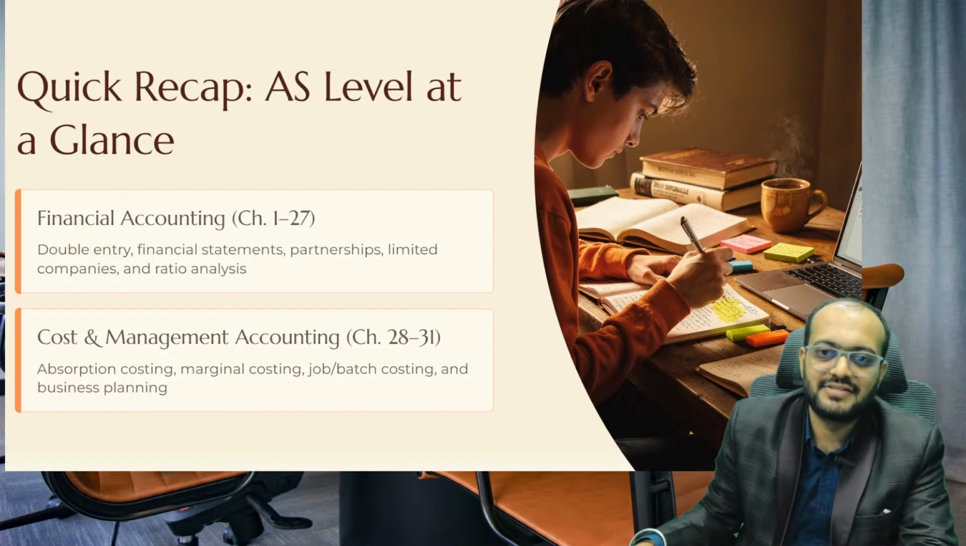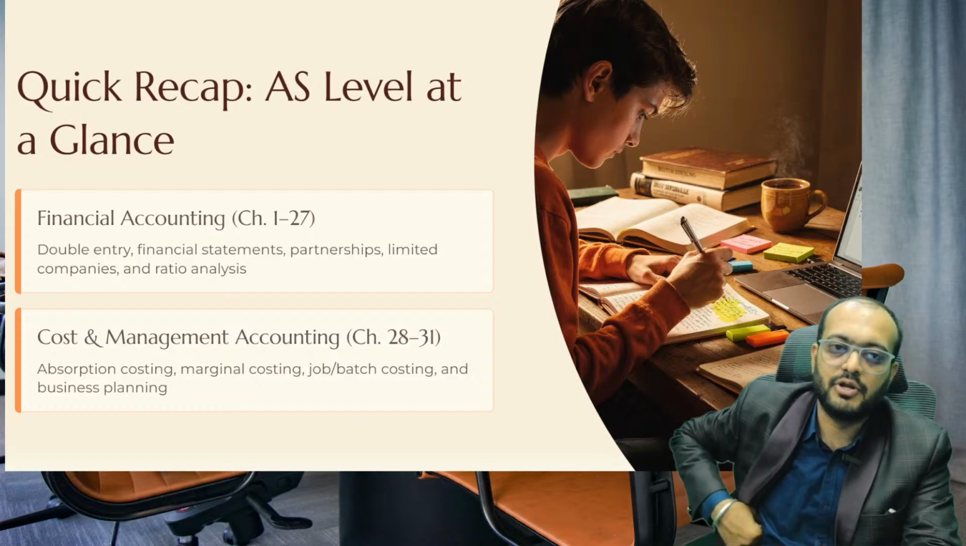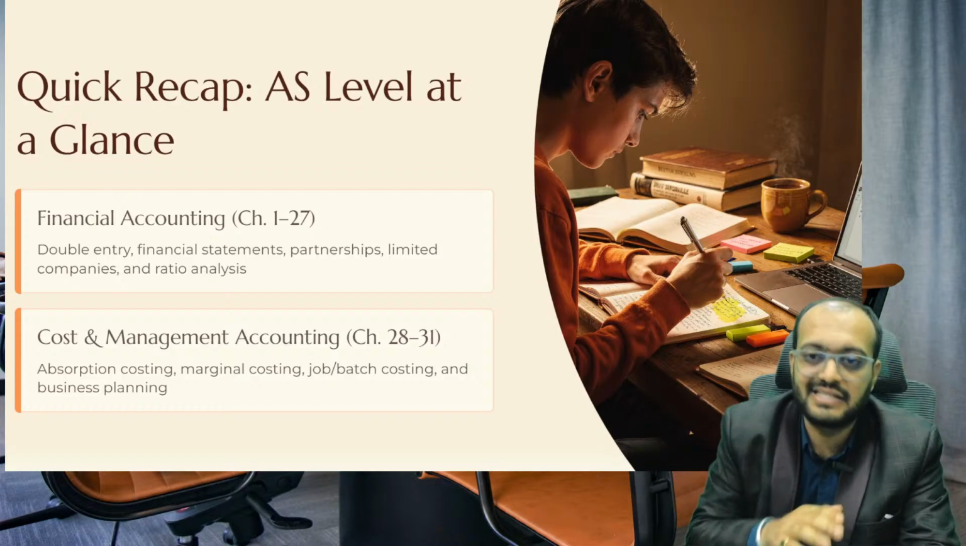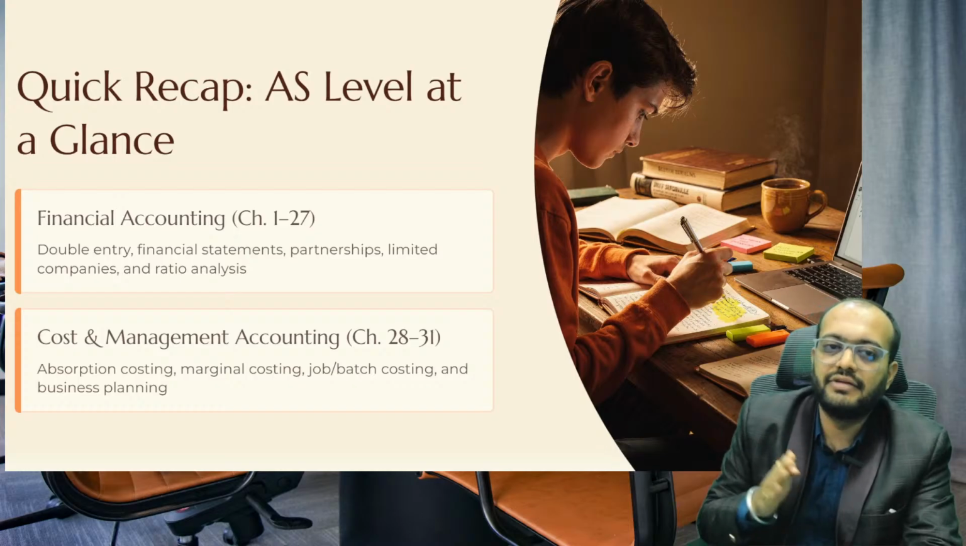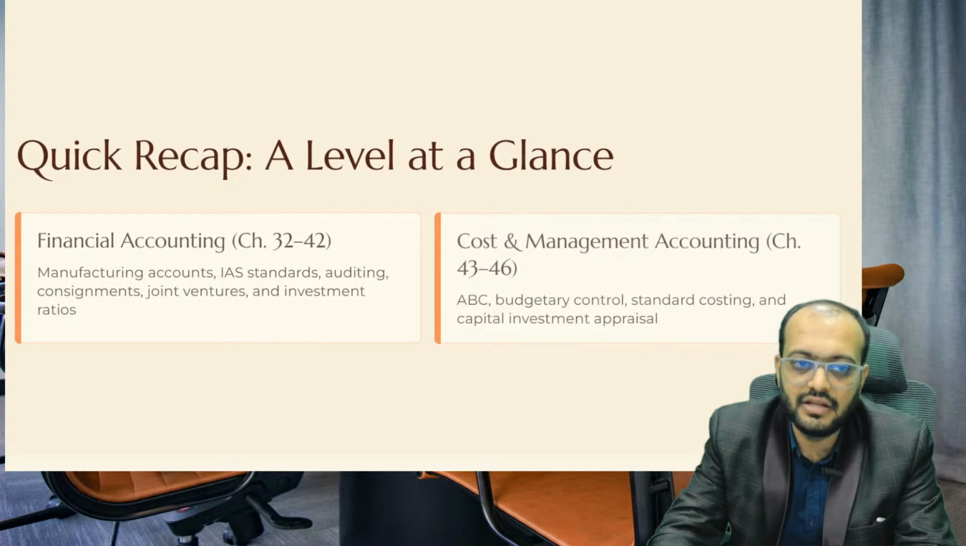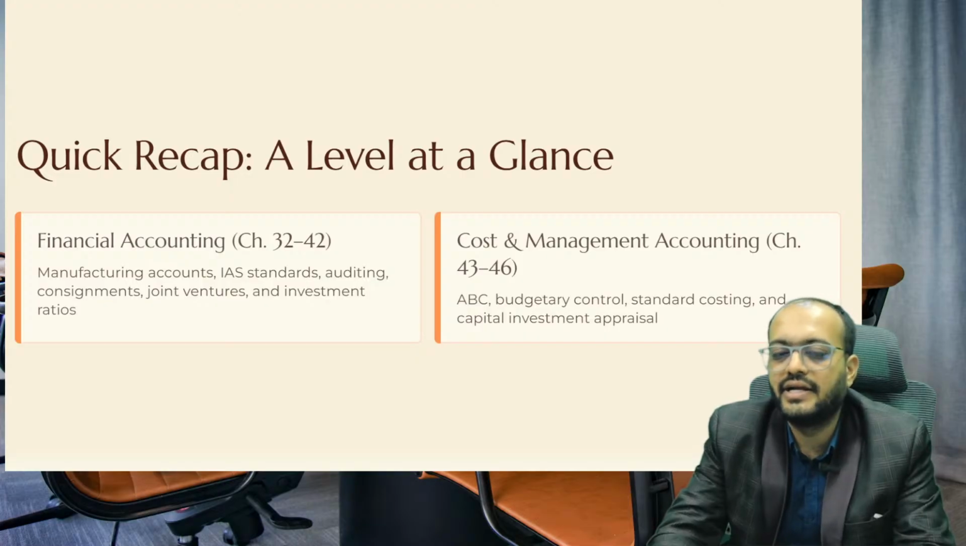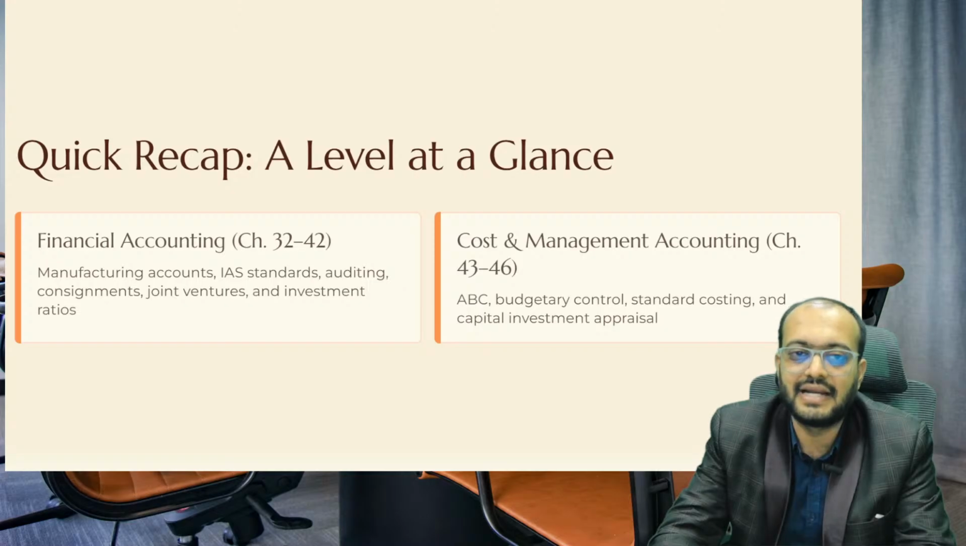So students, as a recap, I am just giving you the reminder. The first 27 chapters belong to financial accounting at AS level. Then chapters 28 to 31 were cost and management accounting at AS level only. After AS level, there is A level. Here in financial accounting, there are chapters 32 to 42, and at the end, cost and management accounting has chapters 43 to 46 at A level.